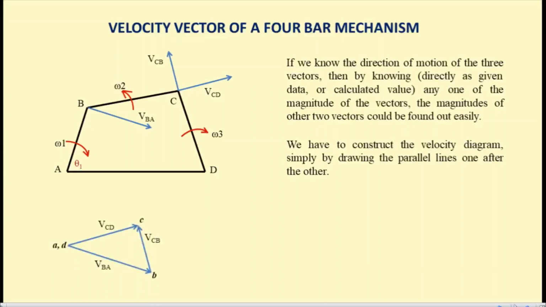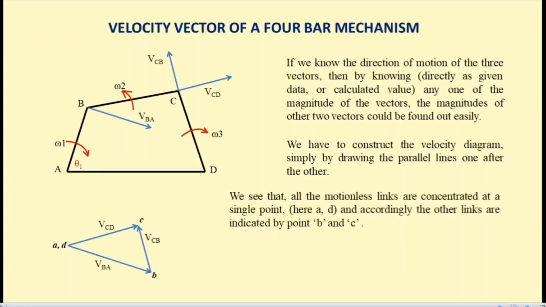Can you see? In the main diagram, the velocity vector VBA is shown as parallel lines in the diagram which is shown at the bottom in triangle form. VCB in the main drawing and in the diagram given below, these VCB lines are parallel, as well as VCD lines, they are also parallel.